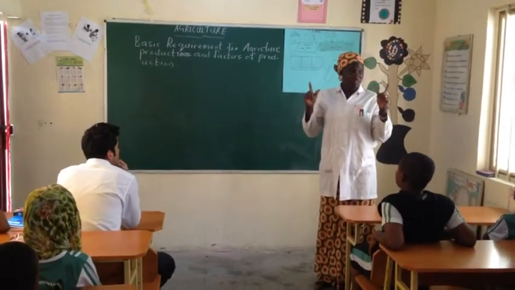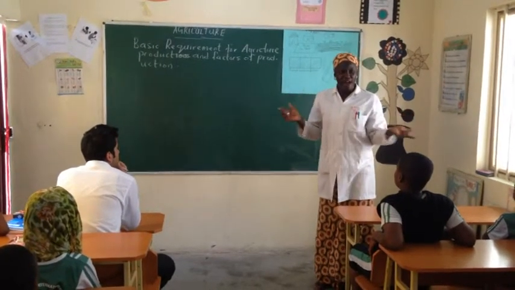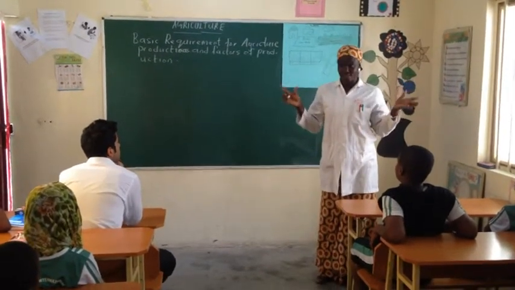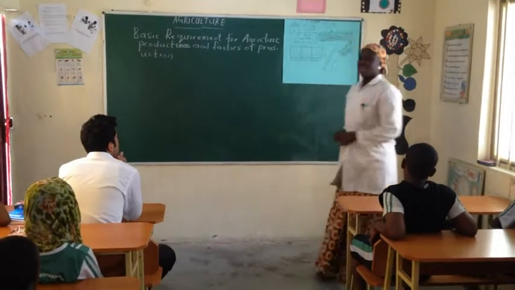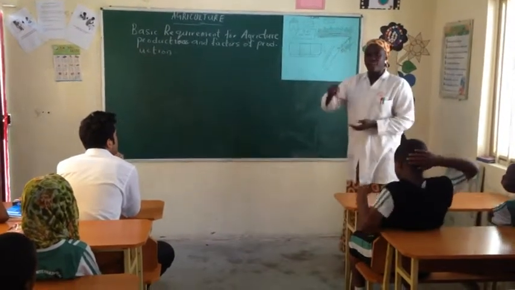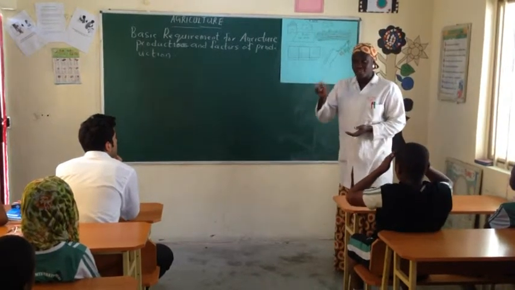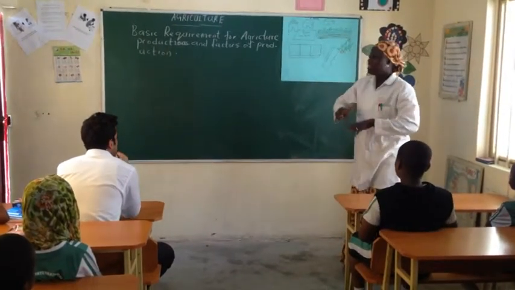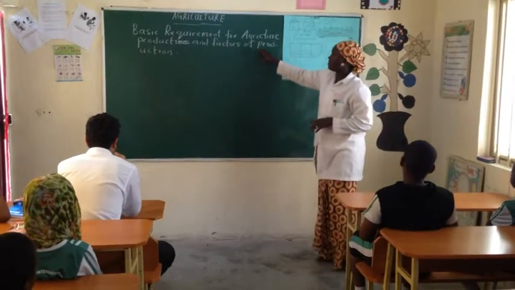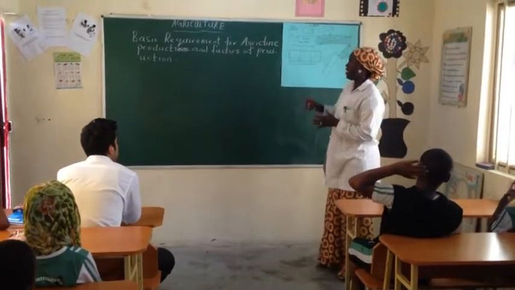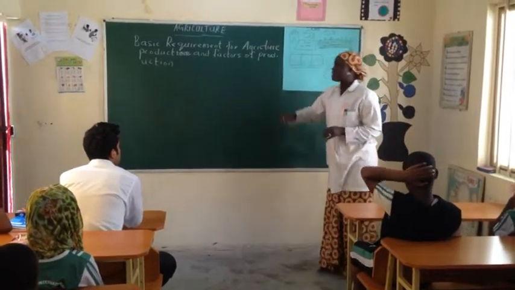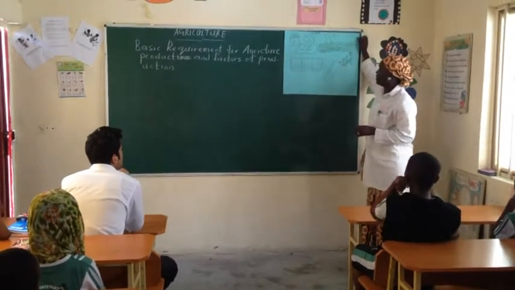Even before we got to the farm, we saw so many farmlands on our way. That is to show that people are really going into farming. People are really going into where? Farming. So before we list the basic requirements for agricultural production and factors of production, let's go back and look at the chart we have here.